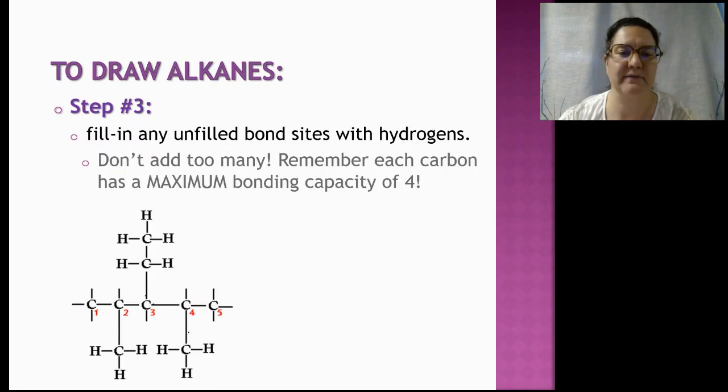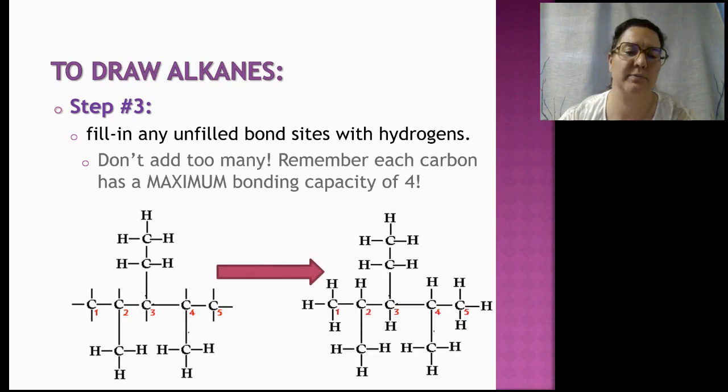The last step is to fill any unfilled bond sites with hydrogen. So don't add too many because remember each carbon has a maximum of 4 bonds. Now this diagram was perfectly correct before you added in the hydrogens, but remember to always answer the question as it was asked, for a complete structural diagram or a simplified structural diagram. So like I said, that depends on what your question asks. So remember, when we're naming our alkanes, we want to count the amount of carbons in the parent chain, identify any branches, and then name them in alphabetical order.